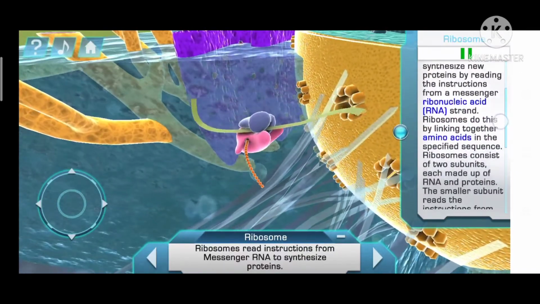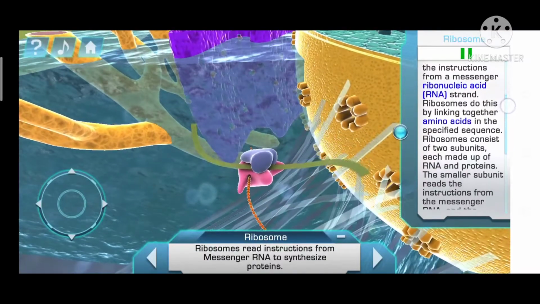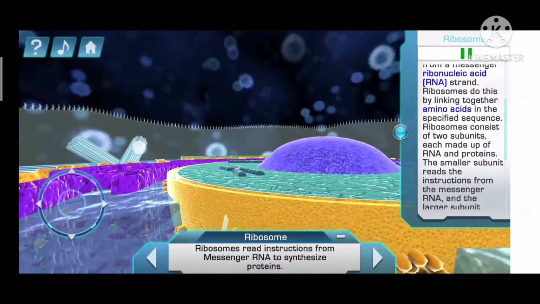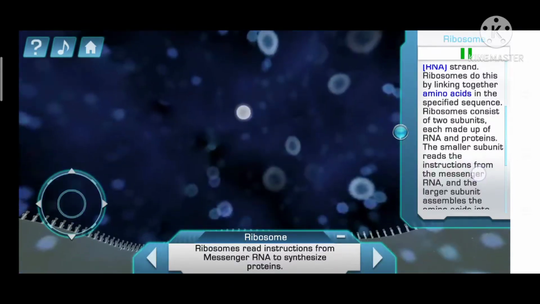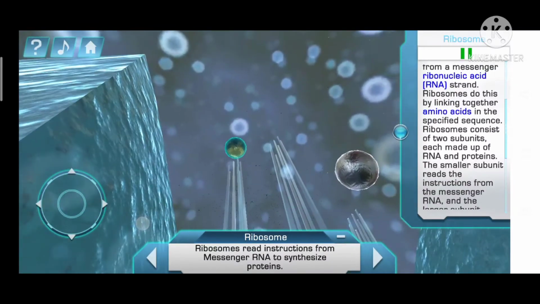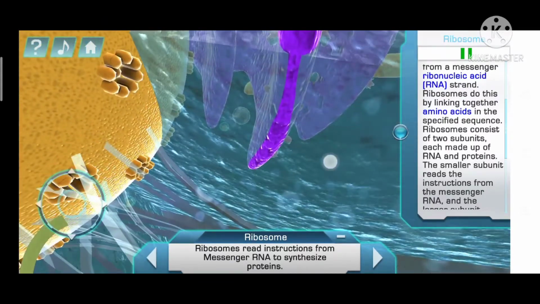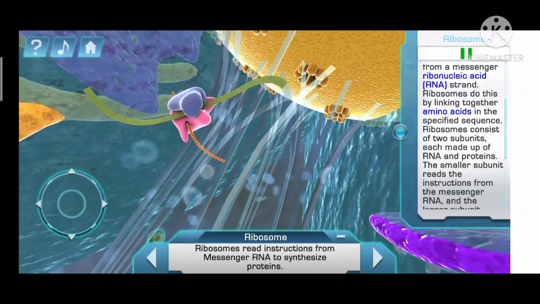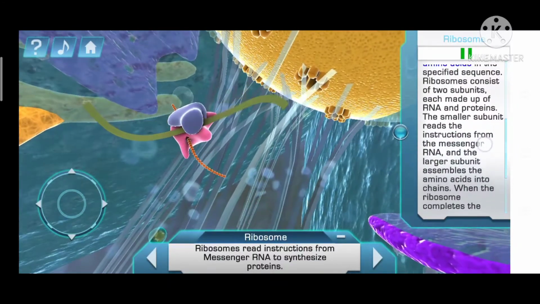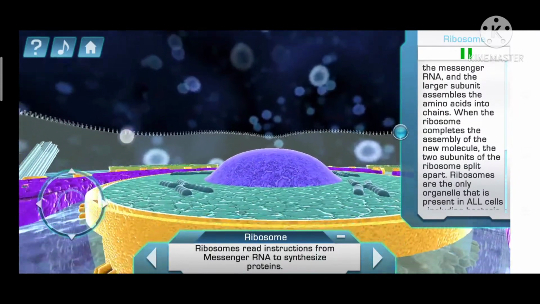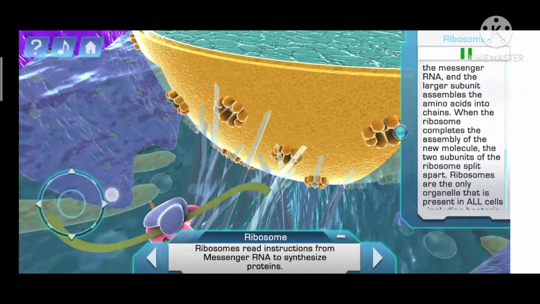Ribosomes consist of 2 subunits, each made up of ribonucleic acid, or RNA, and proteins. The smaller subunit reads the instructions from the messenger RNA, and the larger subunit assembles the amino acids into chains. When the ribosome completes the assembly of the new molecule, the two subunits of the ribosome split apart. Ribosomes are the only organelle that's present in all cells, including bacteria.